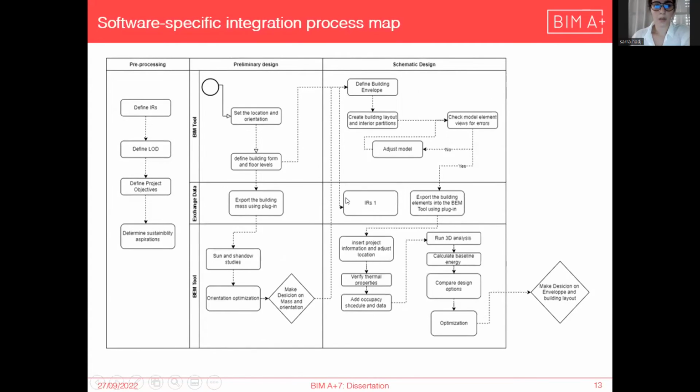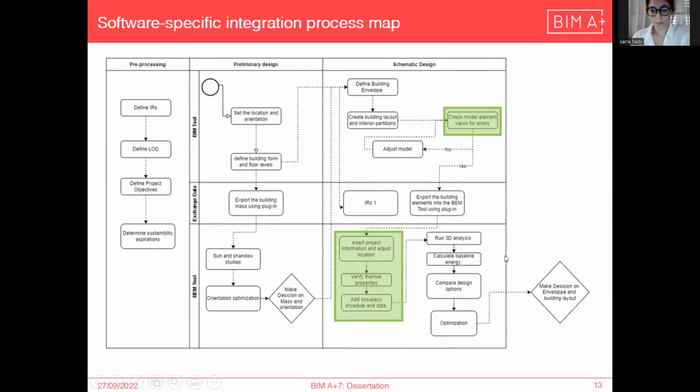And then I adapted this integration map to the software I used, which is the Cove tool. It's an online platform where the project is directly transferred through a plugin from Revit to the online platform. And here, as you may notice, instead of checking the model for errors, we are checking the model for element views, which are specific to the Cove tool. And more work is actually done on the simulation tool rather than the BIM tool.